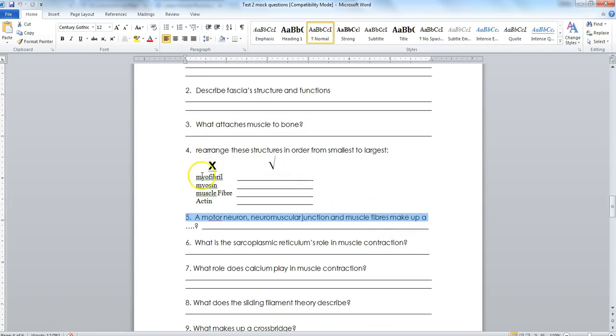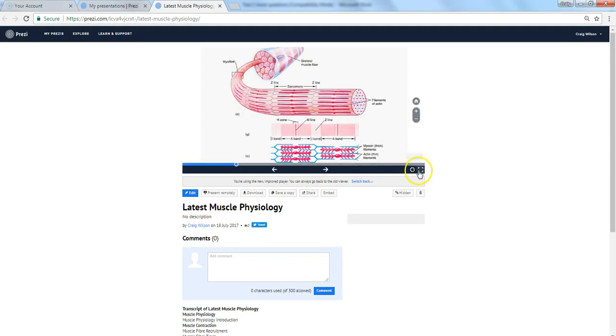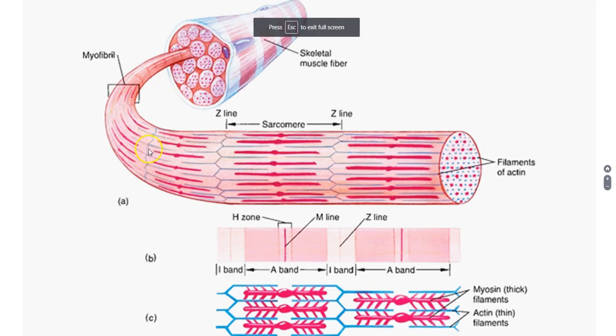and just answer this question here. Rearrange these structures in order from smallest to largest. Well, the smallest is actin, or skinny, the myofilament. Then myosin, or fatty, the second myofilament. Then we've got the myofibril, which is the third biggest structure in this setup. And the largest structure in this setup is the muscle fibre. And then we see it there, largest, second largest, third largest, and the smallest.